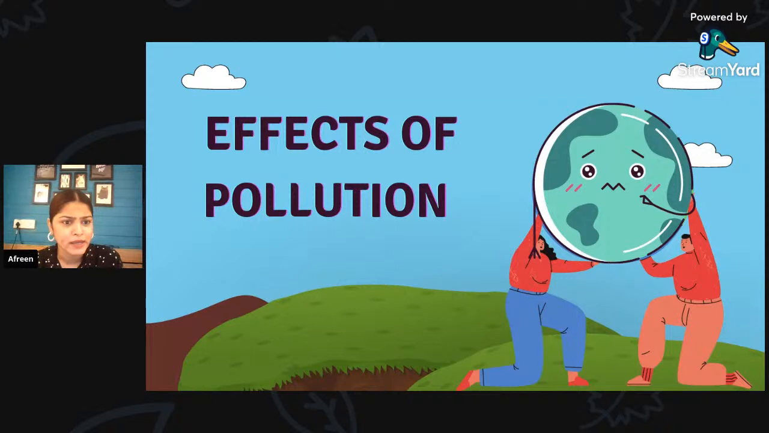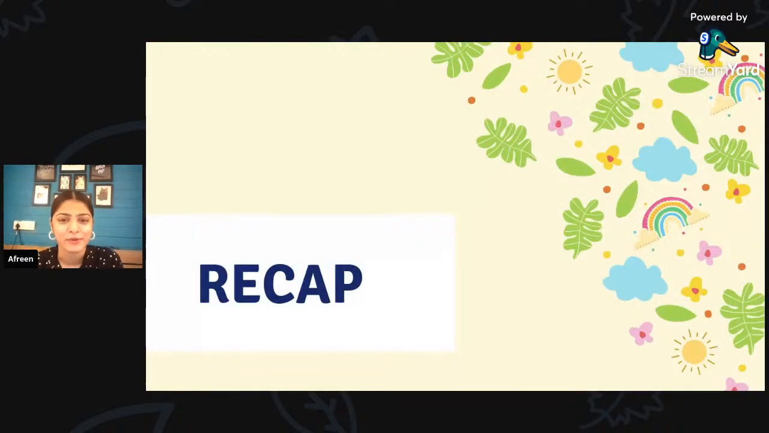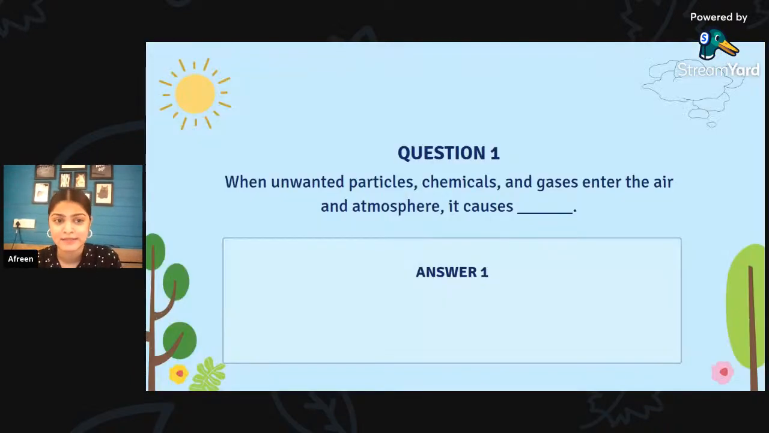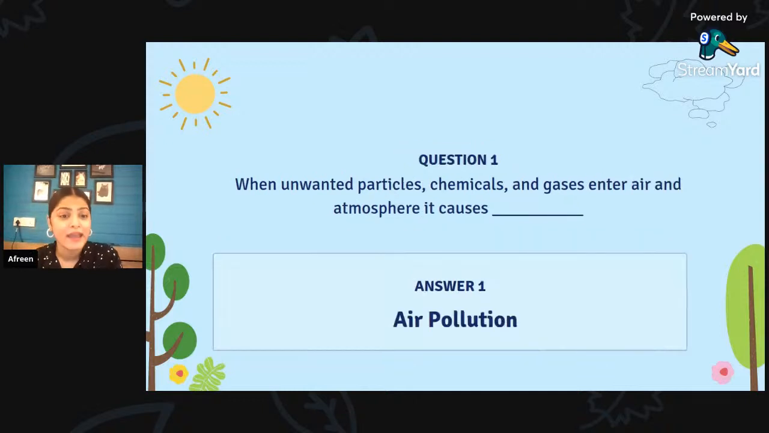But before that, who wants to play a small game? Okay, here we go. You can type your answers in the chat box. All right. So, first, when unwanted particles, chemicals, and gases enter the air and atmosphere, it causes dash. Keep your answers coming. You can type in the chat box. Absolutely correct. The answer is air pollution.